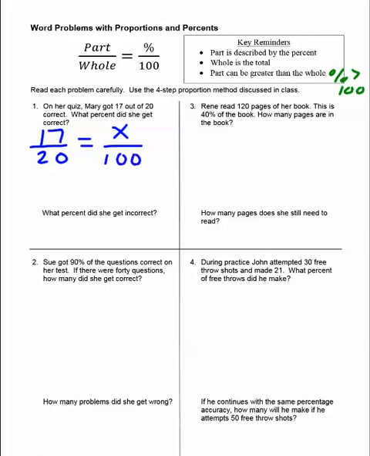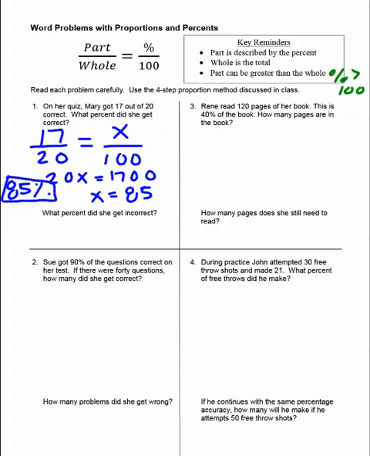Now that we have a proportion set up, we can go ahead, cross multiply, and solve. So we have 20x is equal to 1700. Solving for x, we get 85. Remember, you have to label our answer. So we have 85%.